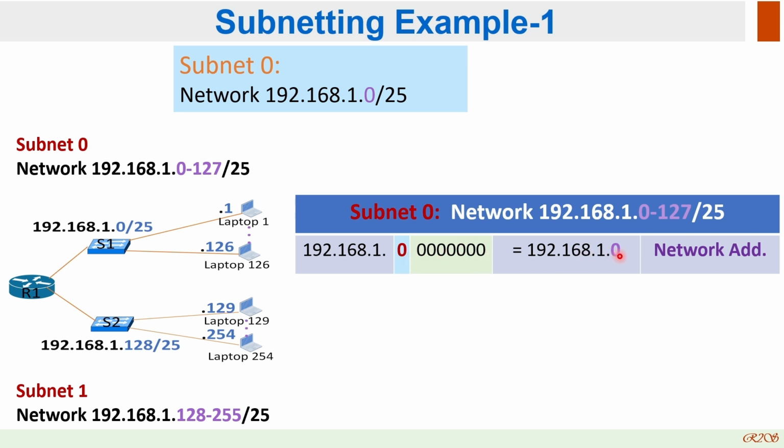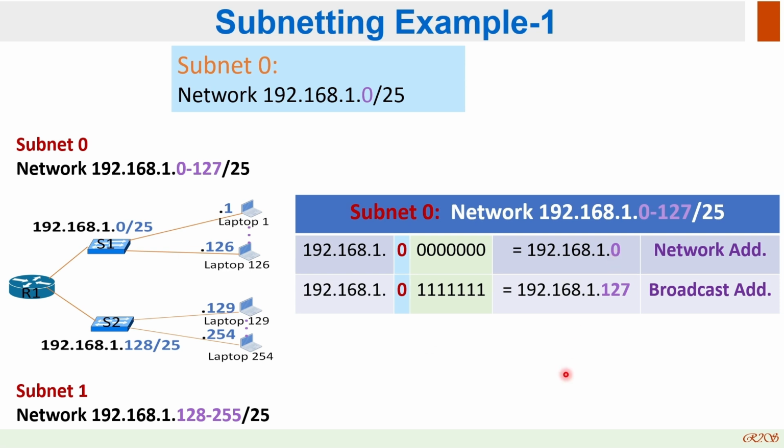So this byte is also 0 in decimal. And what is the broadcast address? Again, the leftmost bit of the rightmost byte is 0, right? And then all the other 7 bits are 1, which is broadcast. All the 7 bits 1 means 127. So 192.168.1.127 is the broadcast address. Now we know the network address and broadcast address.